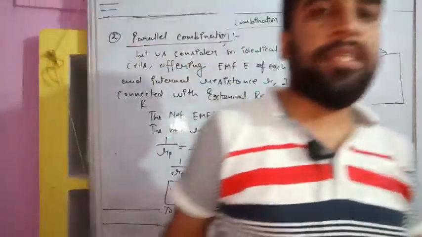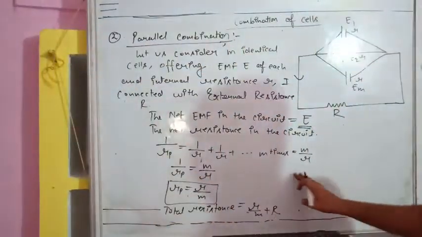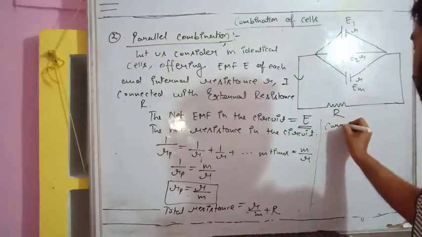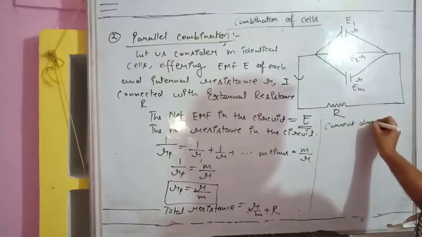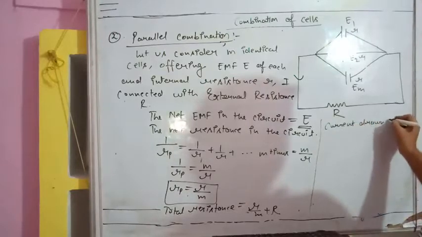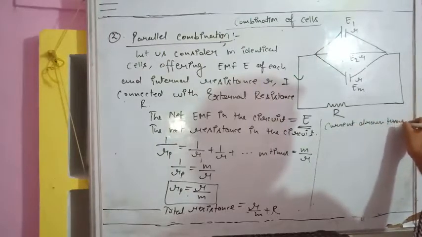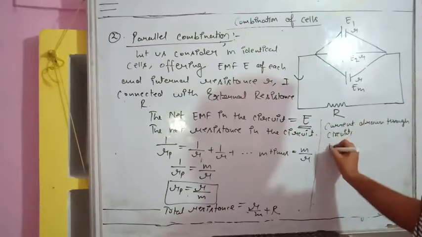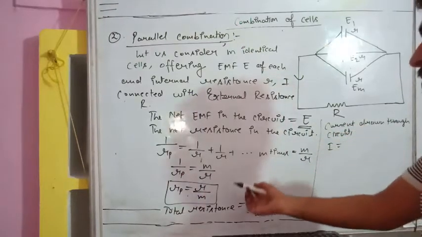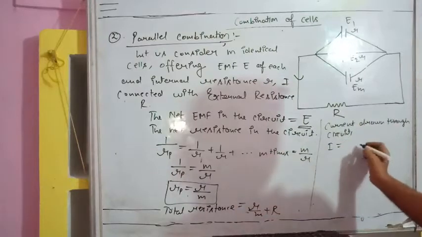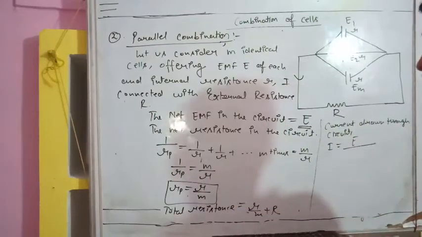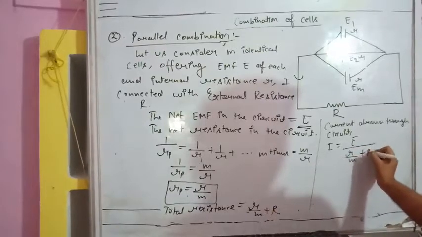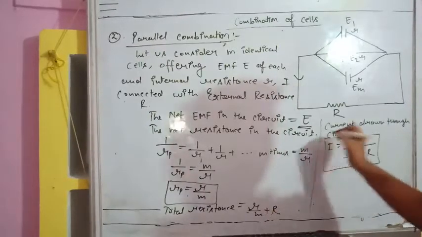So this is the EMF we have calculated and the total resistance we have calculated. Then what is the current drawn, or current flowing through the circuit? We already know by Ohm's law we can calculate this. I is equal to net EMF, which is E only, upon net resistance. Total resistance is r upon m plus R. So that's the expression for the current.